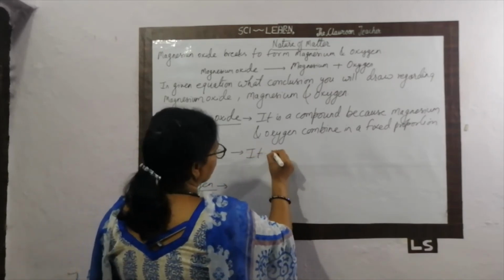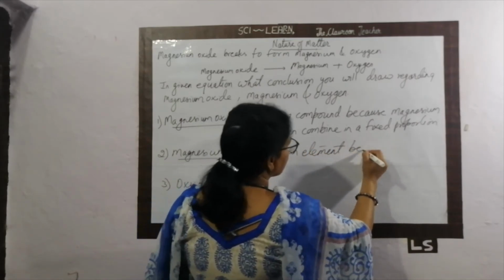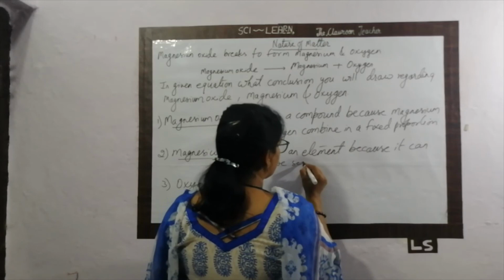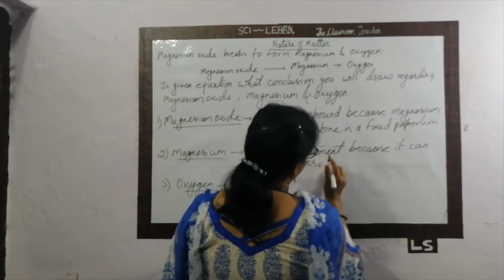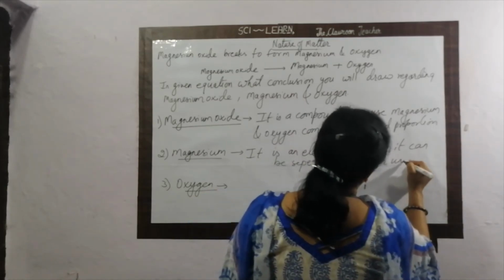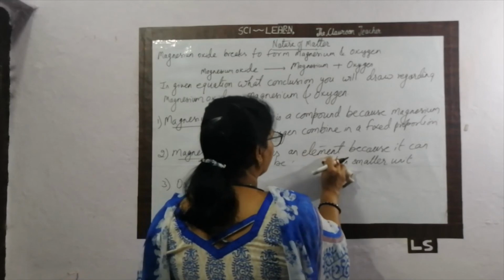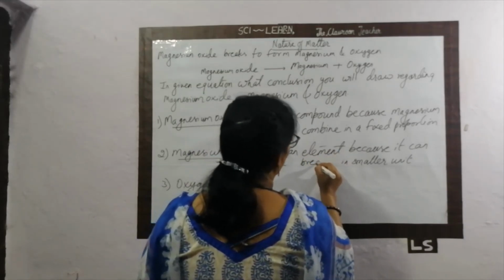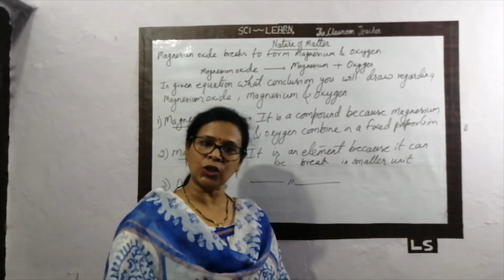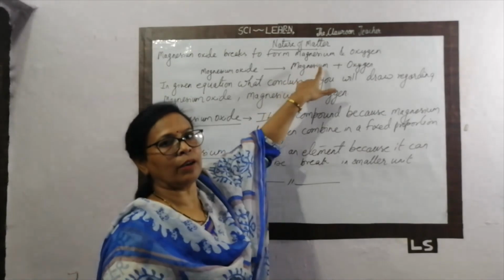Magnesium is an element. Why is it an element? Because it cannot be separated into a smaller unit. It cannot be broken into a smaller unit. Same for oxygen also. In the given equation, what is your prediction? We predict that magnesium oxide is a compound, magnesium is an element, and oxygen is an element.